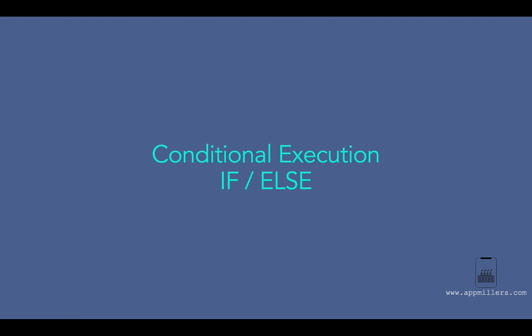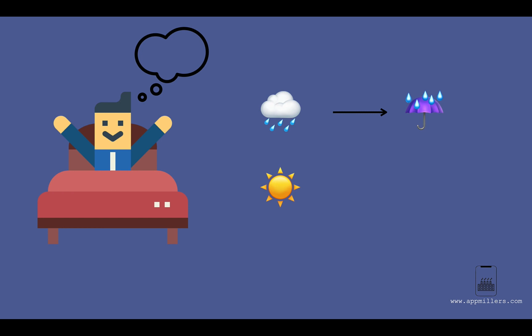Alright, in this lecture we are going to talk about conditional execution. Every day when we get up in the morning, we make some decisions. For instance, if it is raining, we will use an umbrella so that we don't get wet. And if the weather temperature is greater than 20 Celsius, we will not wear a coat. So these are the decisions that we are making in the morning.